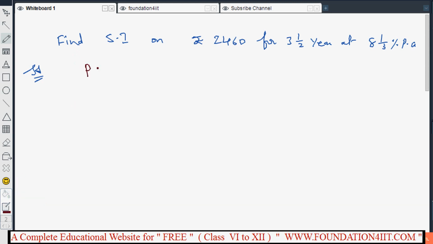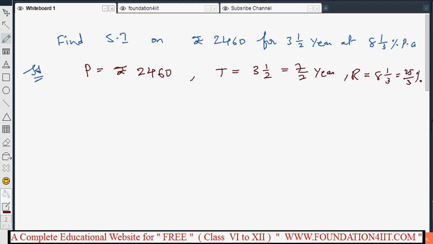So here, given data, the principal is given, that is rupees 2,460, and time, PTR by 100 formula. So time is equal to 3 1 by 2 years. Now if you convert into improper fraction, 7 by 2 years. And rate of interest is 8 1 by 3, that is 25 by 3%. Therefore, simple interest is equal to formula P into T into R by 100.